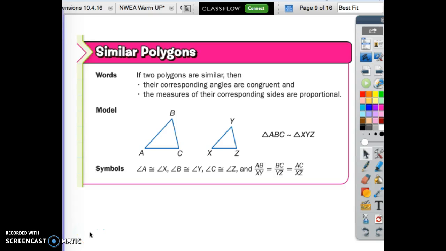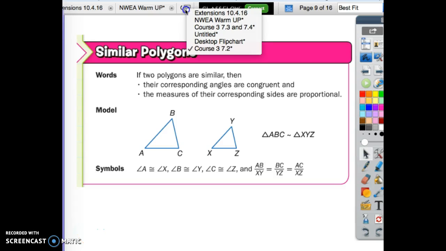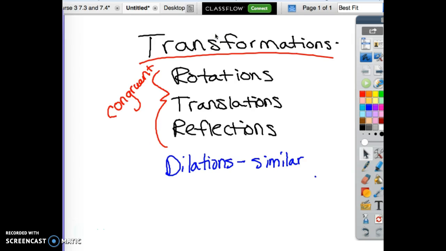Hey guys, it's Mrs. Cavalier here, and we have been talking about transformations. We have focused on your warm-up on congruency, which is rotations, translations, and reflections. Those keep things congruent. That means it's the same shape and the same size. Today we're going to look at similar figures, and so we're going to focus on dilations.